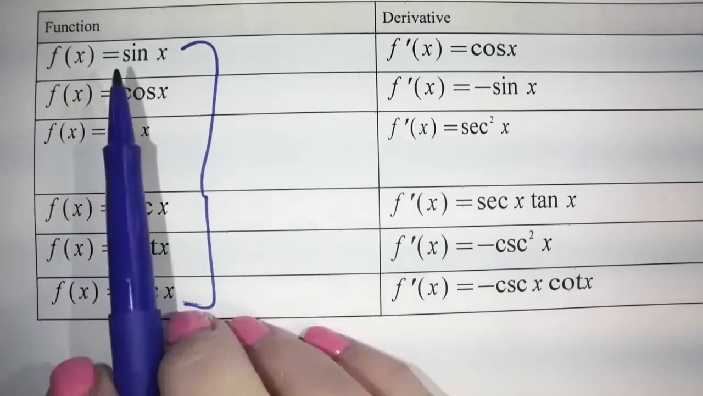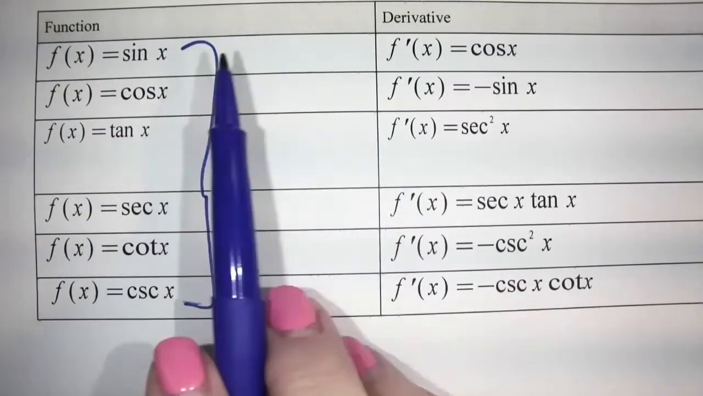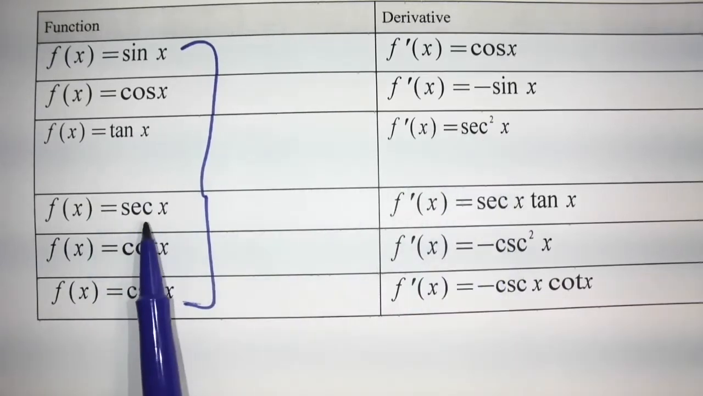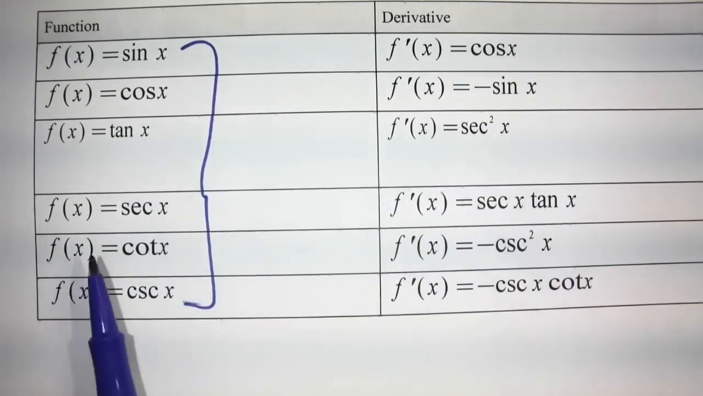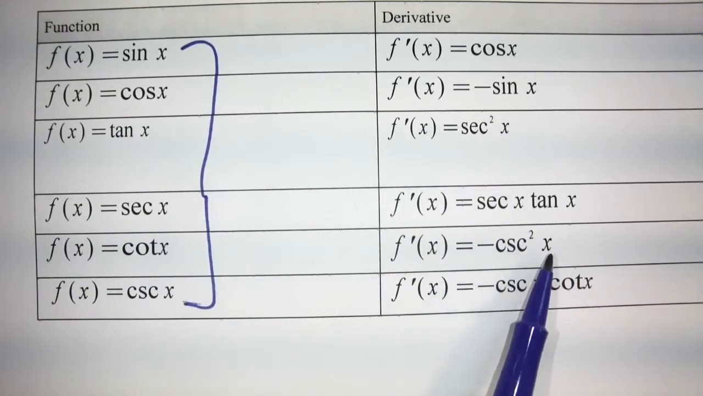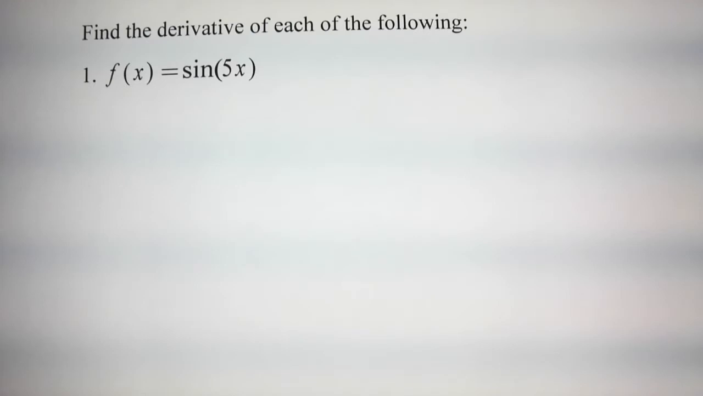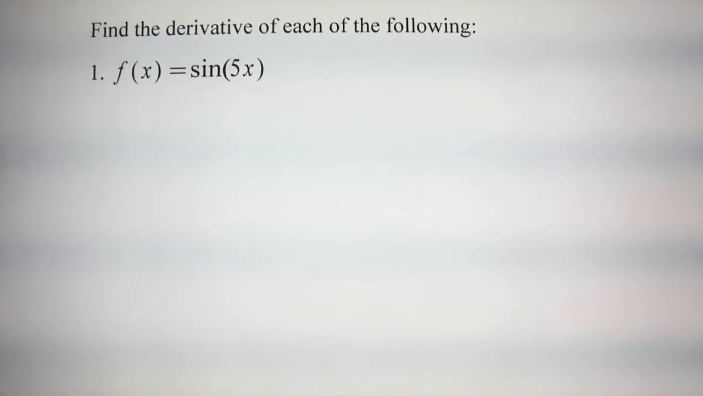Okay, so again, one more time: derivative of sine is cos, derivative of cos is negative sine, derivative of tan is sec squared, derivative of sec x is sec x tan x, derivative of cotan x is negative cosecant squared x, and derivative of cosec x is negative cosec x cotan x. So now we're going to practice and do a whole bunch of derivatives. Find the derivative of each of the following.